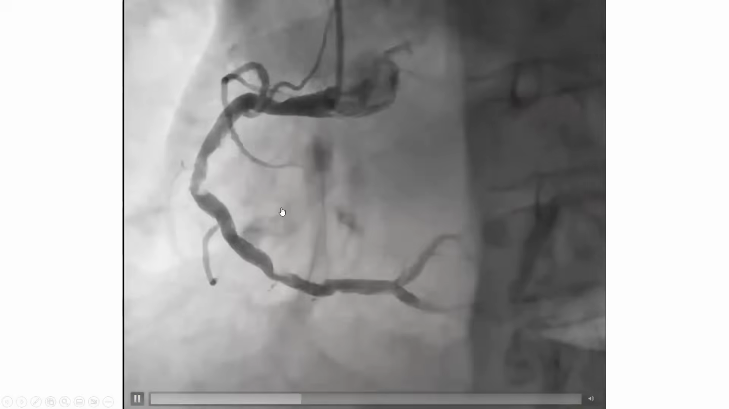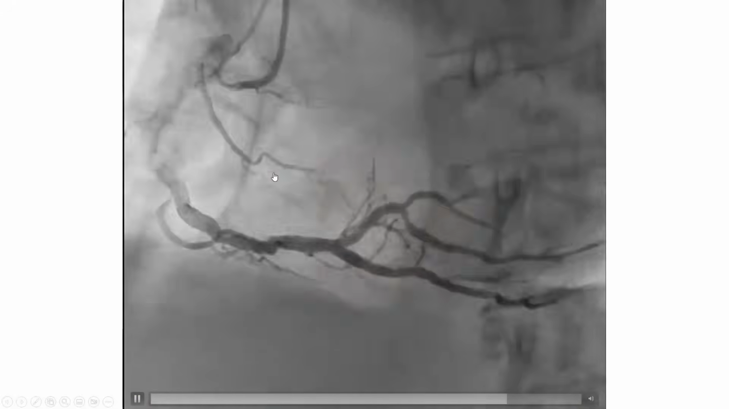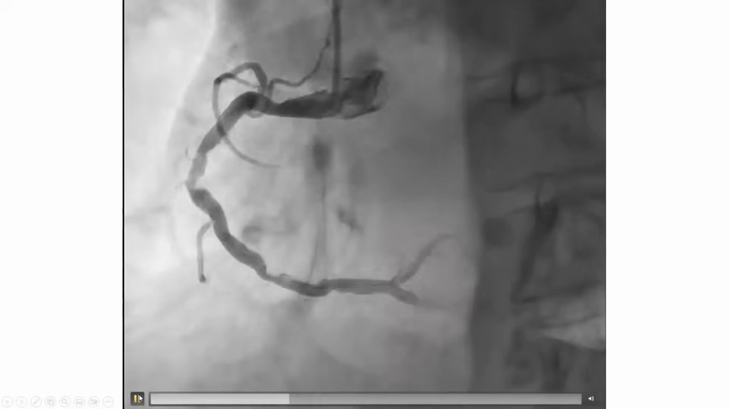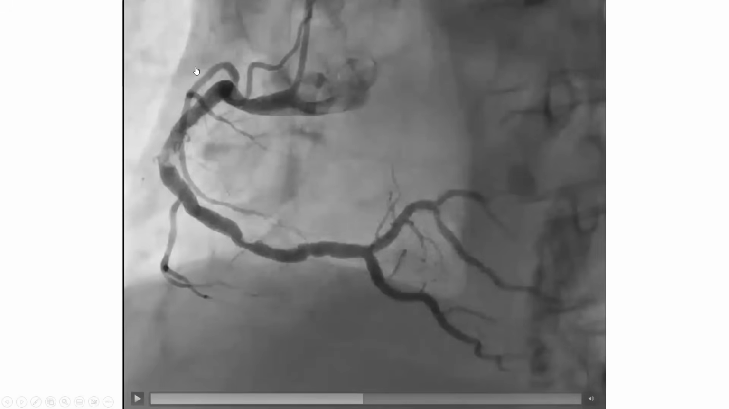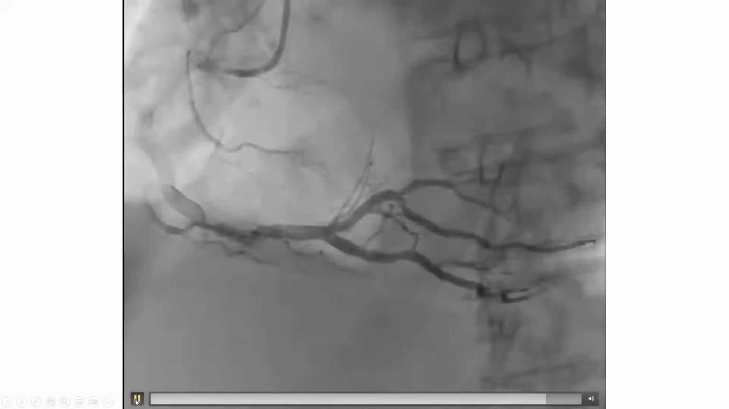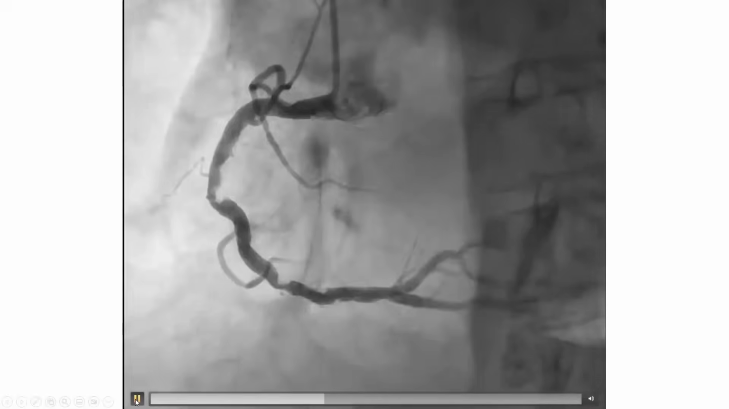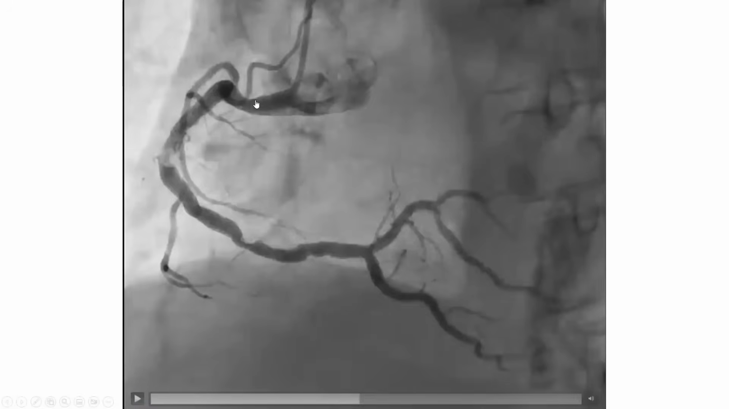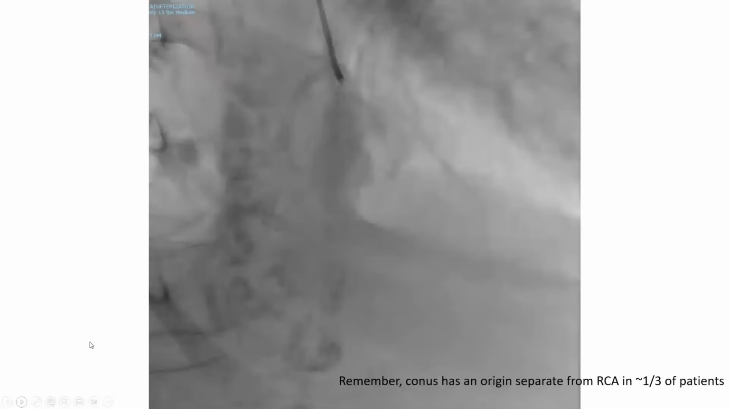This is another patient here, and you can see again, this is the conus artery coming to the RVOT. And this is the sinoatrial branch going up. And this is the AV nodal branch here, coming just after the PDA. And the best way, again, is to do RAO view to separate those.